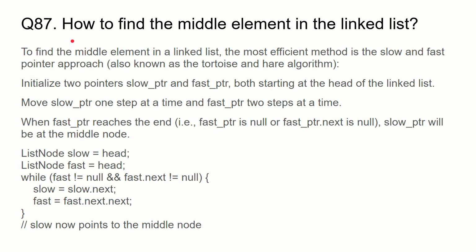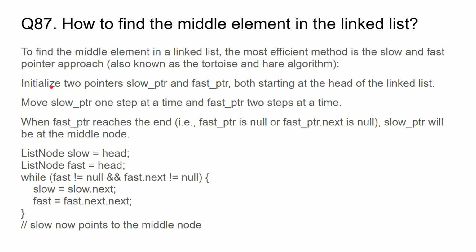This is one of the important questions which has been personally asked to me in organizations like JP Morgan and Morgan Stanley. So how to find the middle element in the linked list? To find the middle element in a linked list, the most efficient method is the slow and fast pointer approach, also known as the tortoise and hare algorithm.